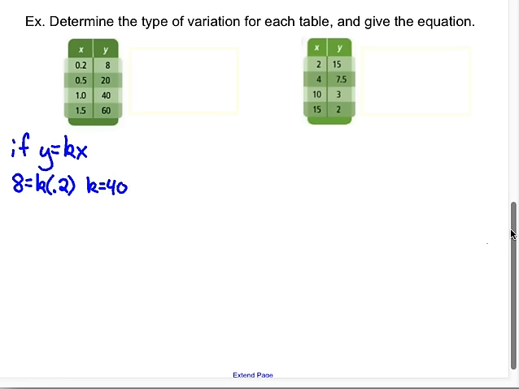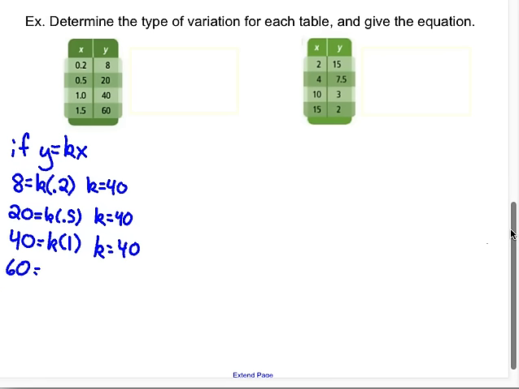Let's try the next point. All right, because if this is also 40, then it means it's a potential candidate for a direct variation. So how do I find k? We'll divide by 0.5. 20 divided by 0.5 does in fact give me 40. Let's try the next one. Plug in 40 and 1. Divide the 1. Obviously, you get 40.